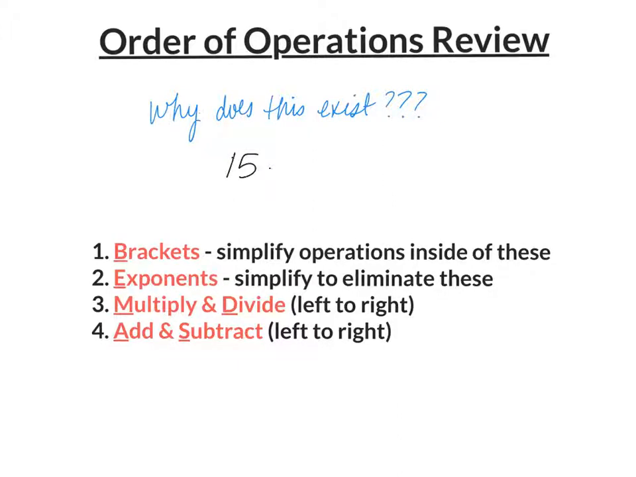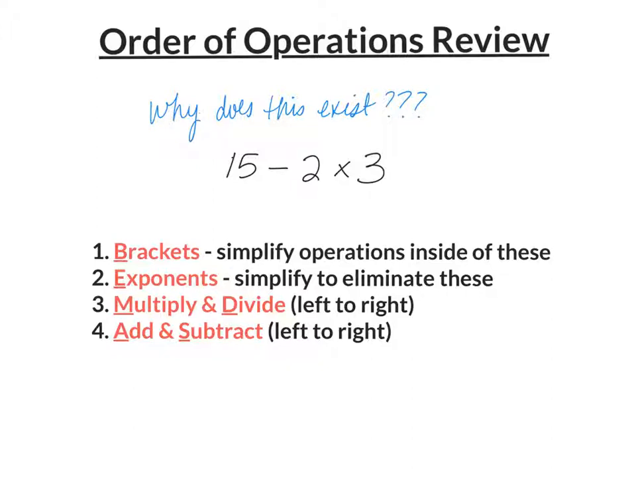For example, if we look at this expression, 15 minus 2 times 3, and we solve this going from left to right, which is traditionally the way we read, 15 minus 2 is 13. 13 times 3 will give us 39. However, if we multiply 2 times 3 first, we get 6, and then if we subtract 6 from 15, we end up with only 9. So which one's correct?